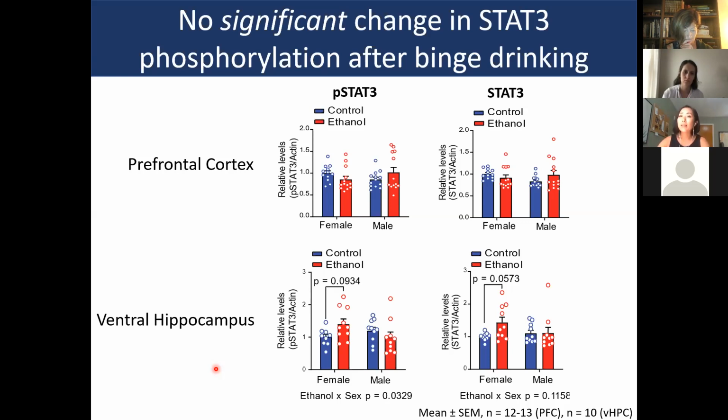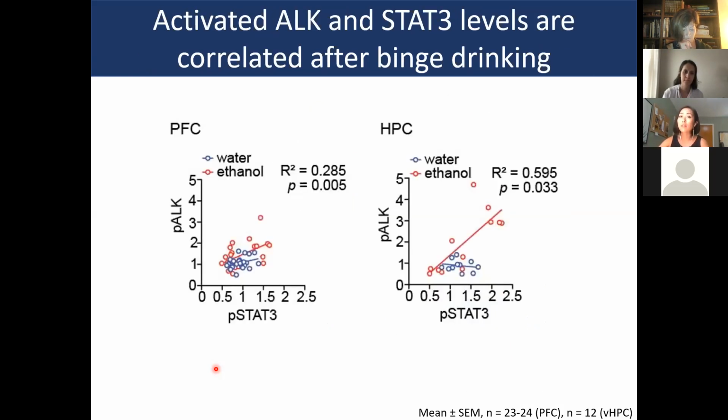But while we didn't capture STAT3 activation, we do see a very strong and positive correlation between phospho-STAT3 and phospho-ALK expression only in animals that consume ethanol, in both the prefrontal cortex and hippocampus, which suggests to us that ALK and STAT3 may be co-regulated by ethanol.